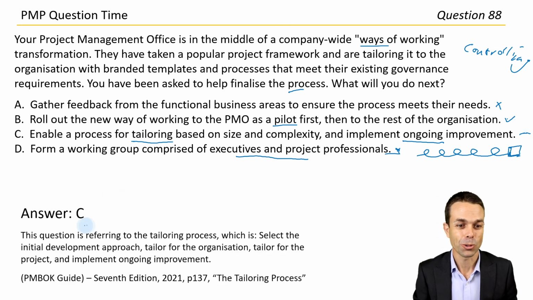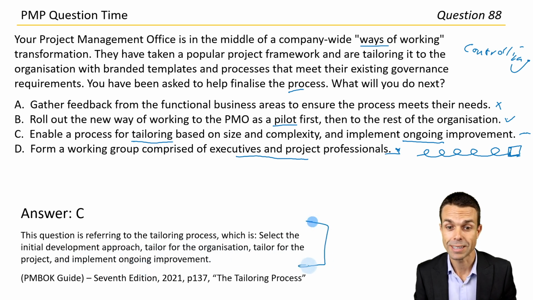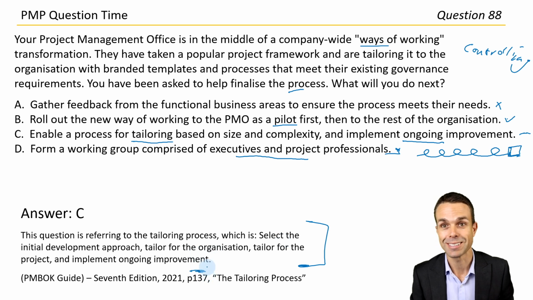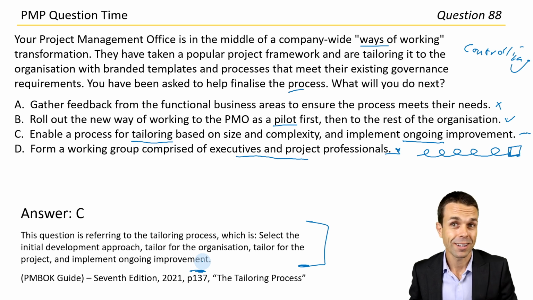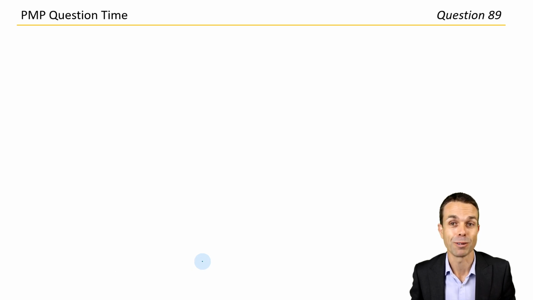Excellent work. This question is referring to the tailoring process, which is select the initial development approach, tailor for the organization, tailor for the project, and implement ongoing improvement. So that's a good process to be aware of. Page 137, the tailoring process in the PMBOK Guide 7th edition. And again, this stuff is direct from the PMBOK Guide 7th edition. It's a good way to learn it, nice and easy, scenario-based, but also quite similar to what we'll see on the exam, which is also good. And we've only got 2 to go. That's also good. I think we're doing great.